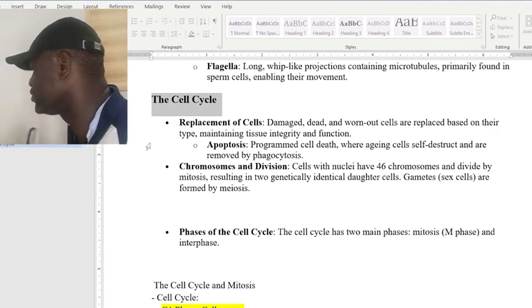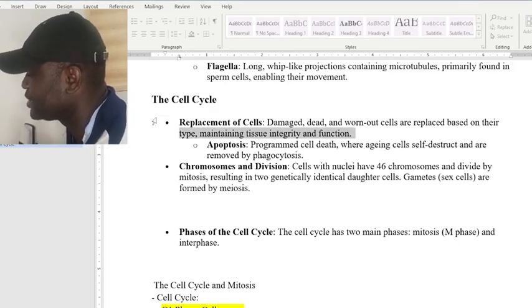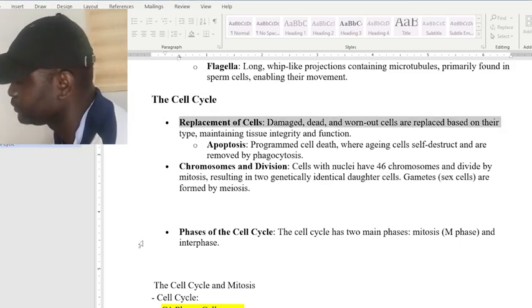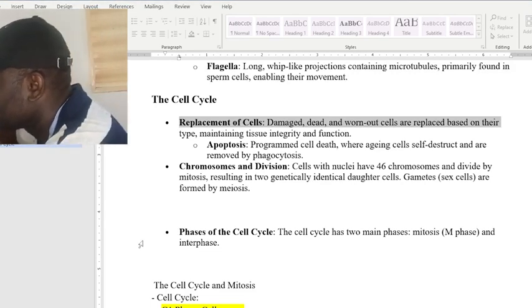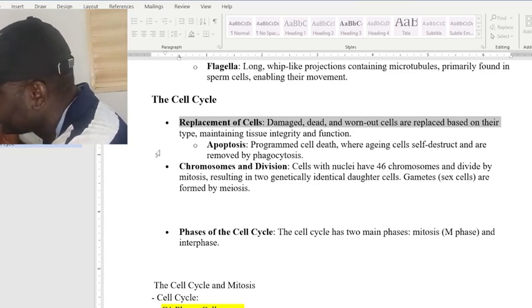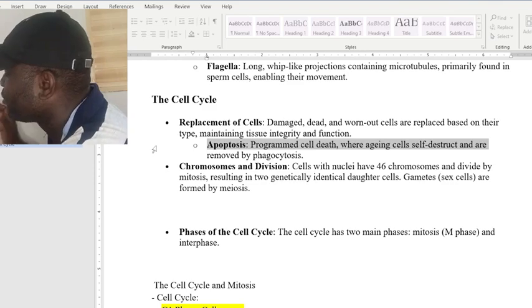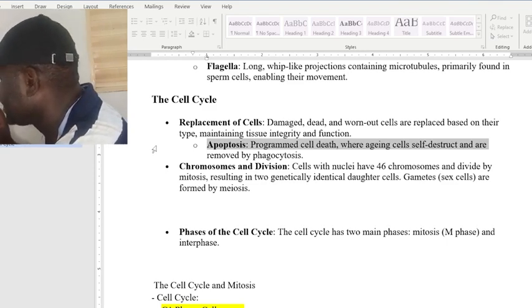So we are almost coming to the end of the cell. The next thing to talk about is the cell cycle. When a cell runs out, it is replaced by a new cell, although there are cells that don't replicate. But when a cell is old, it dies automatically.